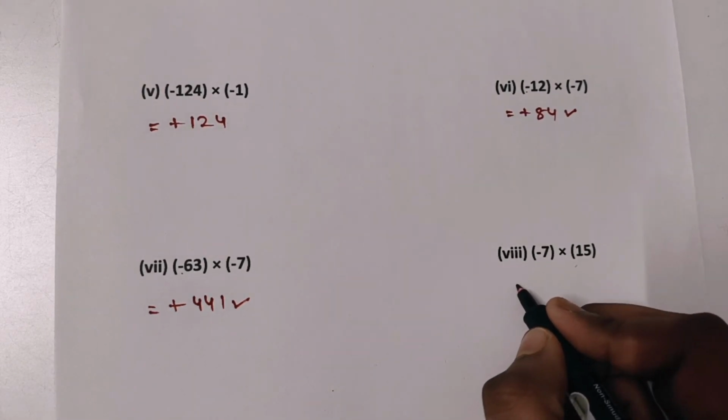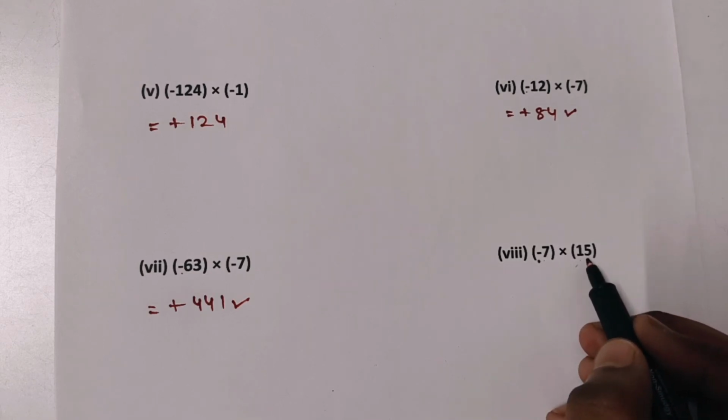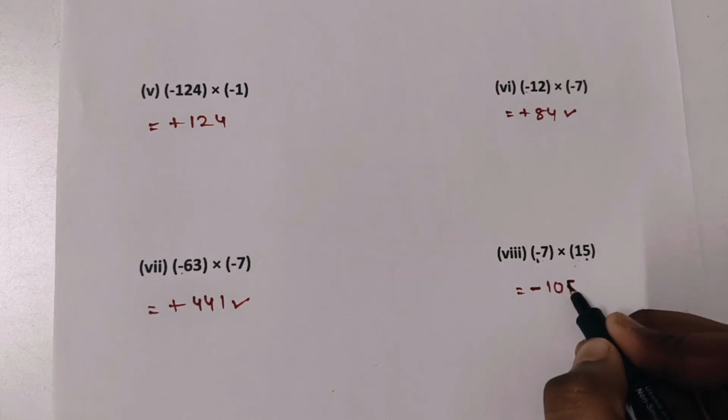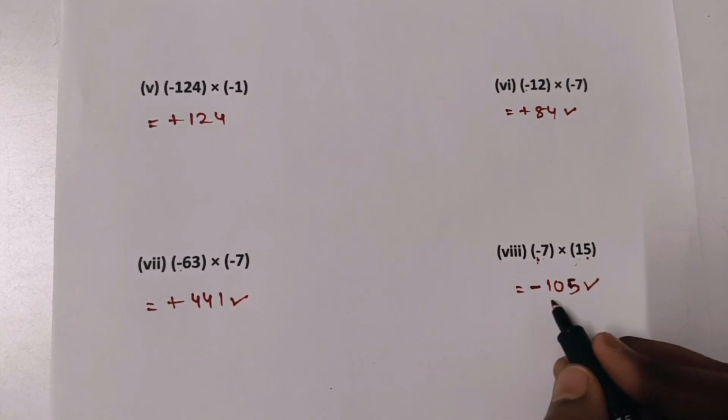Last, eighth question. Here for 7 we have the minus, and for 15 we will get plus. So minus into plus is minus. 7 into 15 is 105. So minus 7 into 15 is minus 105.